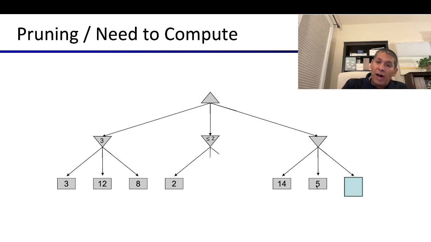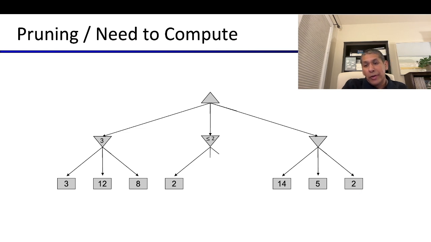Okay, so this is a 5. Now we know that the value of this min node will be less than or equal to 5. It won't be 14 for sure. It'll be less than or equal to 5. But if this one is 5, hypothetically, then this will be 5, and then this will be 5. So we don't know, so we should go ahead and compute it. So we go ahead and compute it.